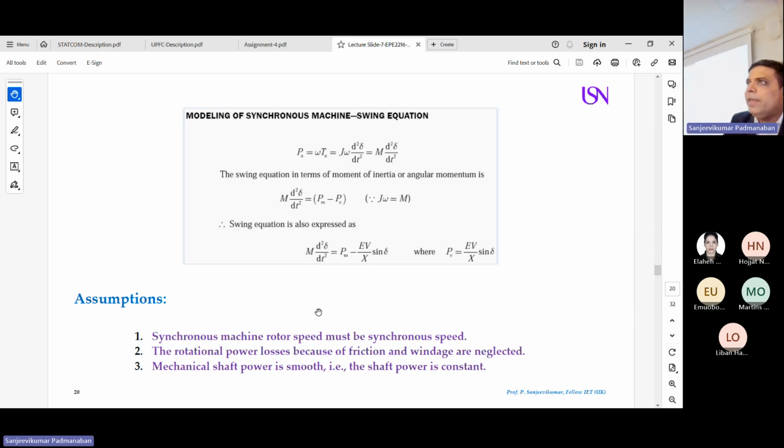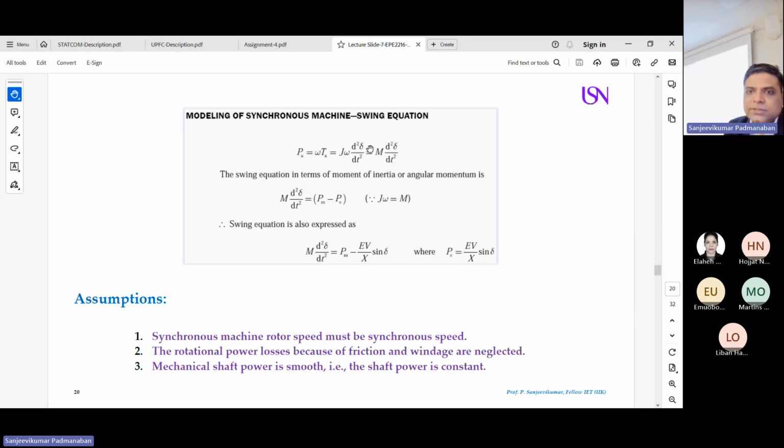So in order to make the swing equation, we are controlling the power of your armature. We have to consider the power developed from your synchronous machine, which is PA, directly proportional or equal to M into d square delta by dt square. So you need to find the second derivative of your torque angle. This is called your swing equation.